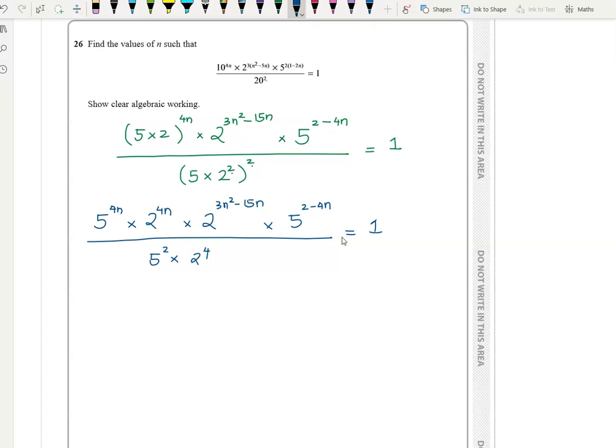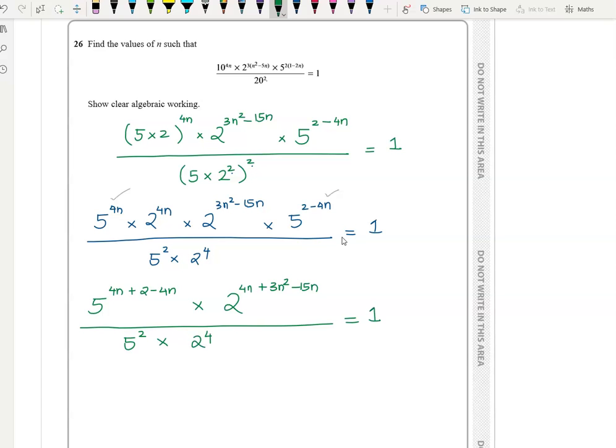Now let's combine the numerator. The first one, 5 power 4n and 5 power 2 minus 4n, can be combined. So we get 5 power 4n plus 2 minus 4n. Since it is multiplication, you add the powers. Times 2 power 4n plus 3n square minus 15n, whole upon 5 square and 2 power 4, equal to 1.